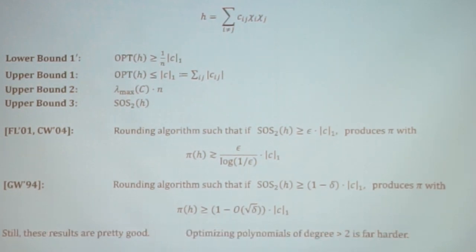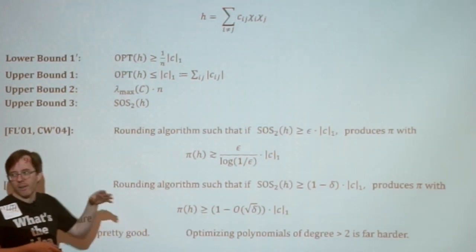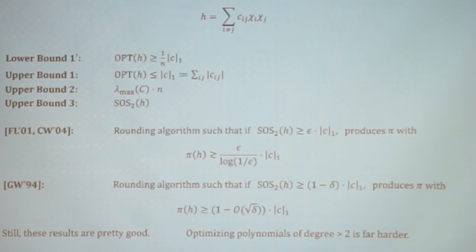I just want to say that these results are pretty good. Degree 2 is a case where you can actually do some interesting stuff, and things are much, much harder as soon as you go to degree 3. You can encode 3-SAT and so forth. So degree 2 is a nice case to study.